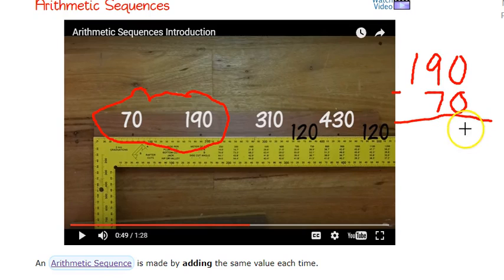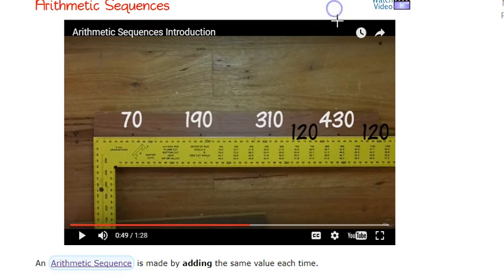So 0 minus 0 is 0. 9 minus 7 is 2. And I bring down my 1. 1 minus 0 is 1. So that's how he got 120. But I told you to always do at least 2, so we're going to also subtract these two numbers. So 310 minus 190.